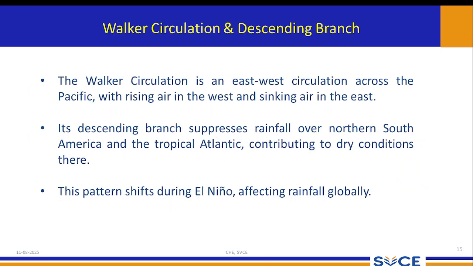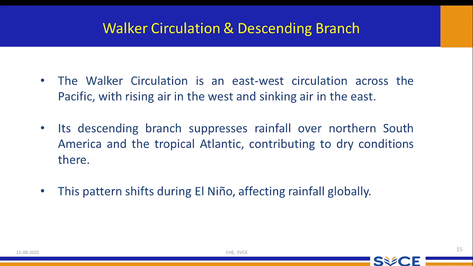Coming to the Walker circulation and descending branch. The Walker circulation is an east-west circulation across the Pacific with rising air in the west and sinking air in the east. That's why I asked you to take a map and try to plot why this pattern arises. Then it will be easy to remember. Otherwise it's not easy to write in the exam, for your formative assessment or it may be a summative assessment. So better you take a global map and try to see how the wind direction occurs, what are westerlies, what are trade winds, and so on.